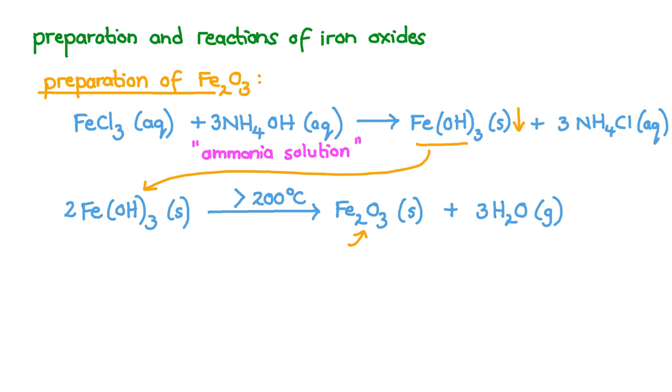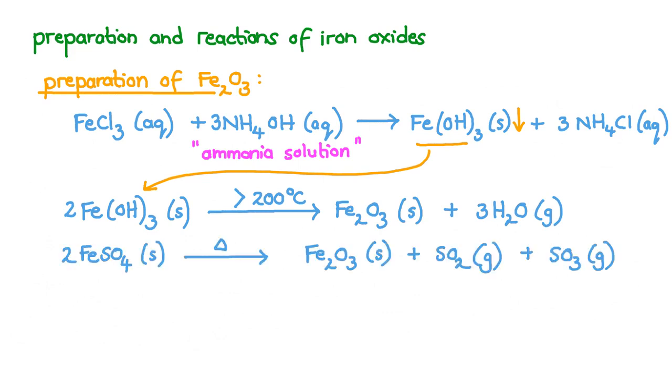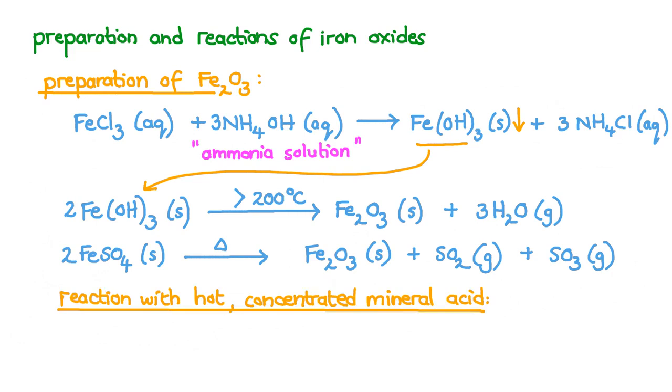Another way to prepare iron 3 oxide is to heat iron 2 sulfate, which decomposes to give ferric oxide, as well as 2 oxides of sulfur, sulfur dioxide gas and sulfur trioxide gas. We'll have a look at one quick reaction of iron 3 oxide, namely its reaction with hot concentrated mineral acid. In this example, let's take sulfuric acid.